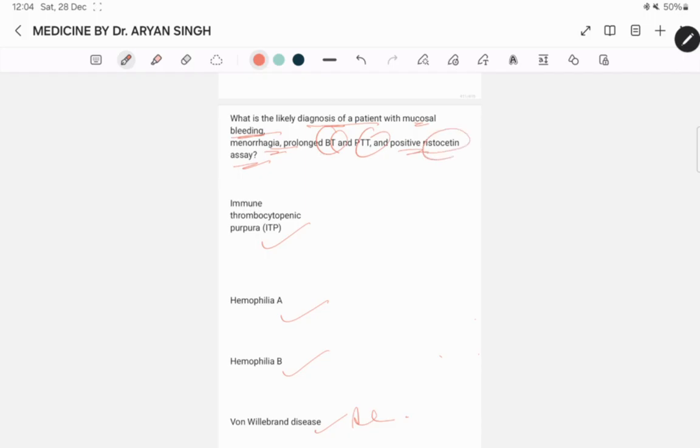It is likely von Willebrand disease because it is the most common inherited bleeding disorder, due to deficiency of von Willebrand factor. Ristocetin fails to cause platelet agglutination, which is diagnostic of the disorder.